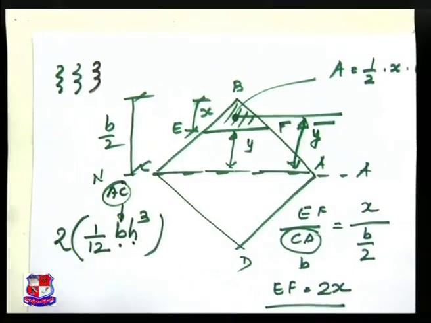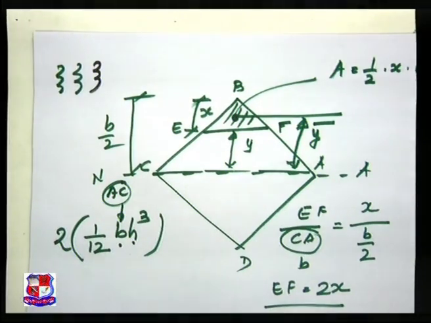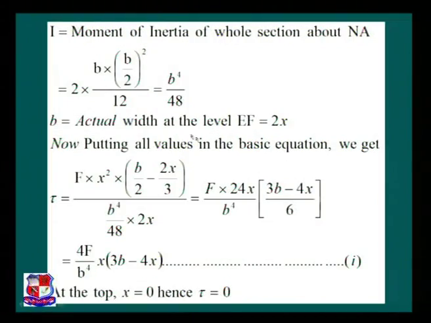The same concept will be adopted over here. Please refer to the PPT. I, because we have taken two triangles, is equal to 1 by 12 BH cube, that is twice into B by 2 cube by 12. It is not a square, it is cube over here. So by simplifying this, we get B raised to 4 by 48.